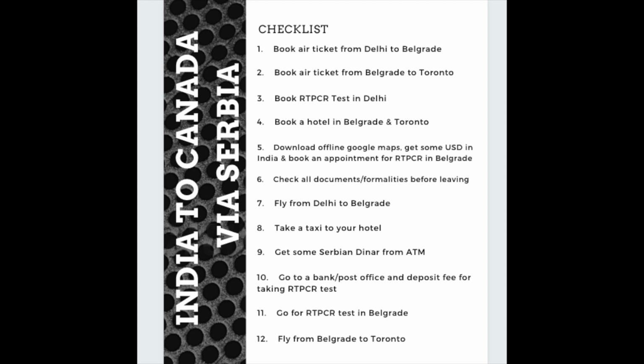So first, you have to book an air ticket from Delhi to Belgrade. Then you'll book an air ticket from Belgrade to Toronto. Then you'll book an RT-PCR test in Delhi. Then you'll book a hotel in Belgrade and Toronto. Then you'll download offline Google Maps, get some USD in India and book an appointment for RT-PCR in Belgrade. Check all document formalities before leaving and then fly from Delhi to Belgrade.